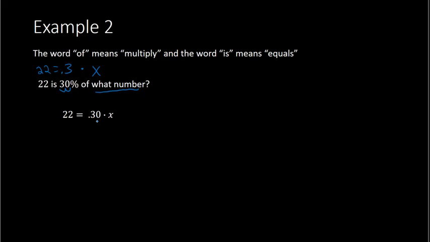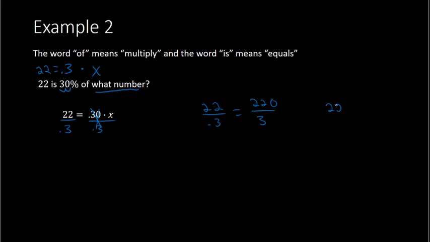So to solve, I can get rid of the 0.3 by dividing both sides by 0.3. When I divide, the 0.3's cancel. And on the left, I have 22 divided by 0.3. I can multiply the top and the bottom by 10 if I wanted to get rid of the decimal. That'd be 220 over 3.